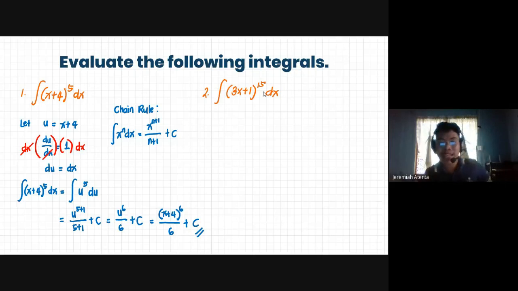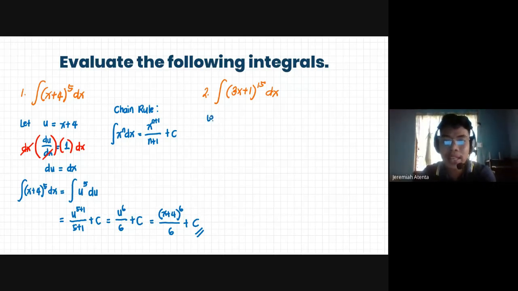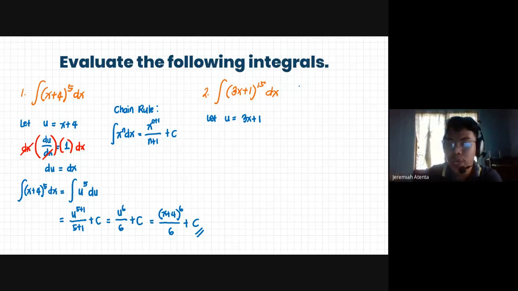Ano yung dapat nating i-substitute? Si 3x plus 1. Very good. So that we can have a variable raised to 15. Okay? So ganun lang. I hope nakukuha niyo na siya. So from that, we now have let u be equal to 3x plus 1.